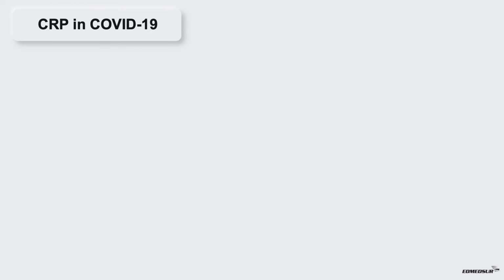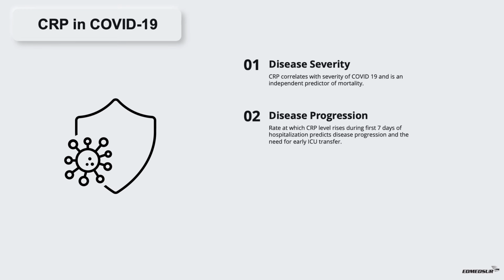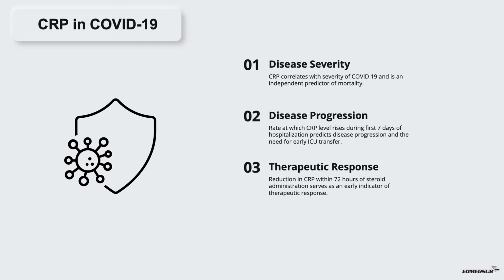CRP in COVID-19. CRP correlates with severity of COVID-19 and is an independent predictor of mortality. Rate at which CRP level rises during first 7 days of hospitalization predicts disease progression and the need for early ICU transfer. Reduction in CRP within 72 hours of steroid administration serves as an early indicator of therapeutic response. Overall, serial CRP levels during hospital course provide more predictive power than a single maximum value.